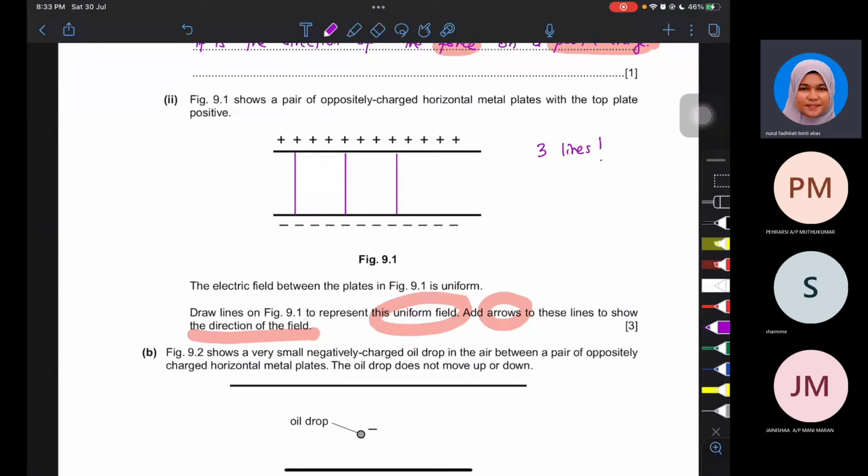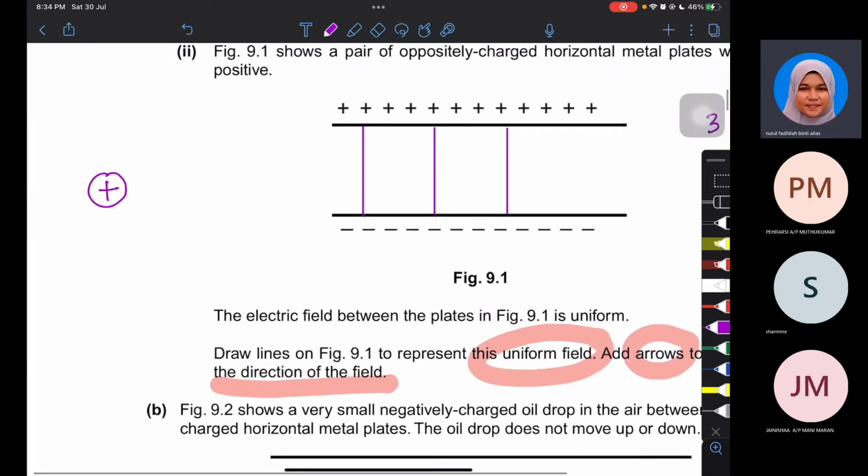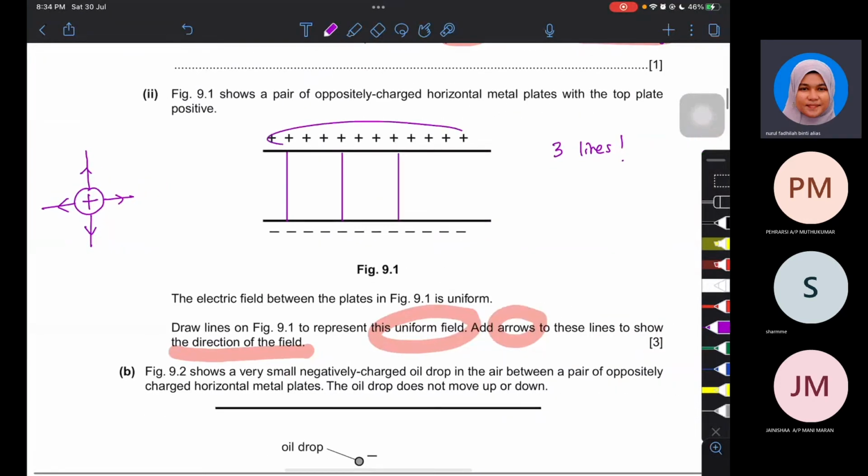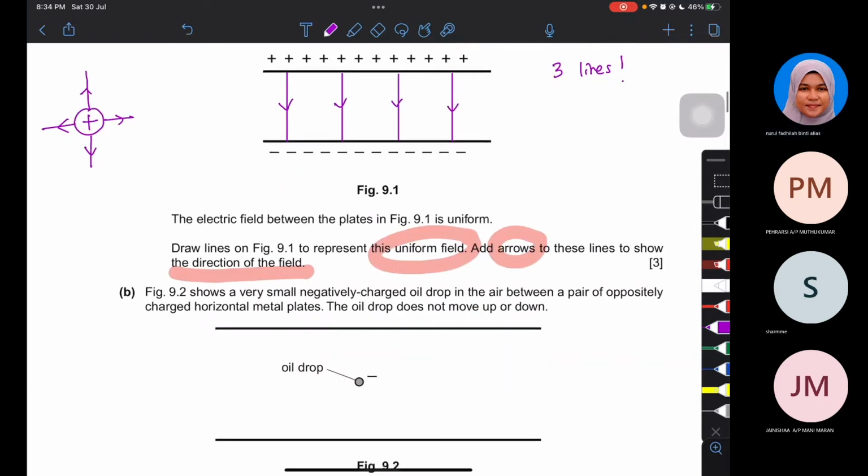Okay, next. Dia kata direction. Direction positive to negative or negative to positive? Ingat tak positif? Kalau positif tadi charge dia outward ke inwards? Outward. Okay. So kat sini ni positif. Jadi dia ke bawah ke dia ke atas? Dia ke bawah. Tak payah buat banyak-banyak line. So buat 3 sahaja atau 4 ni pun boleh lah. Okay. Next.